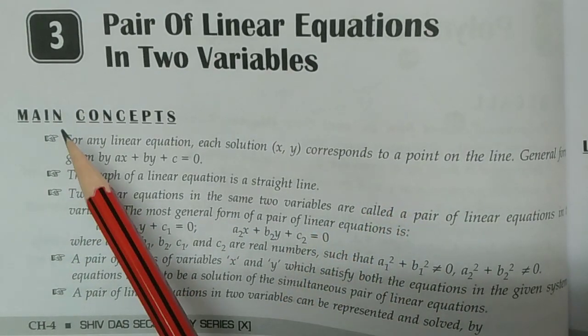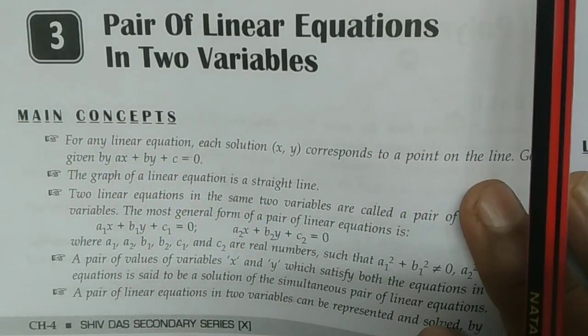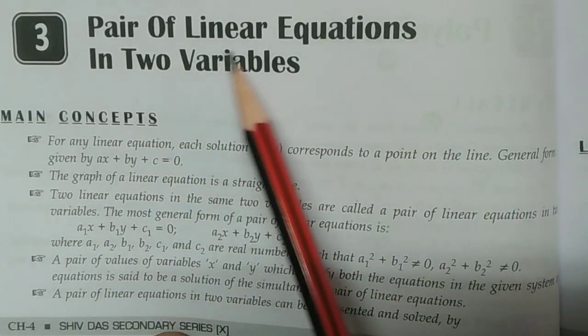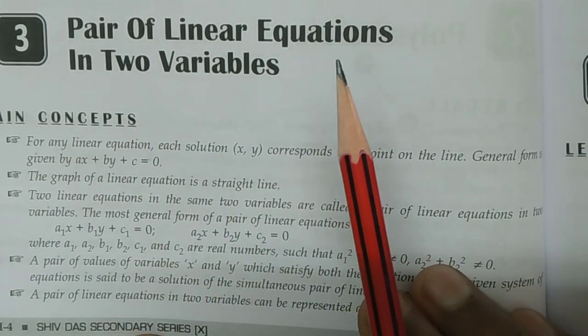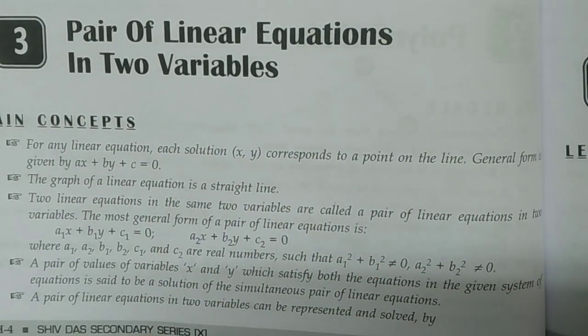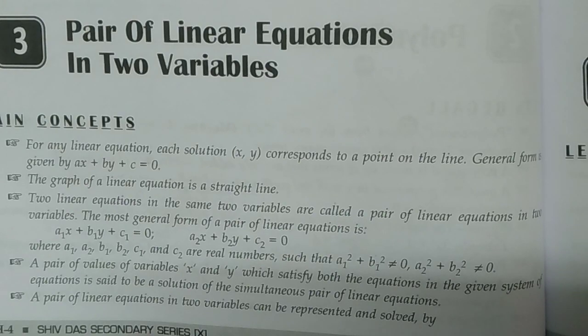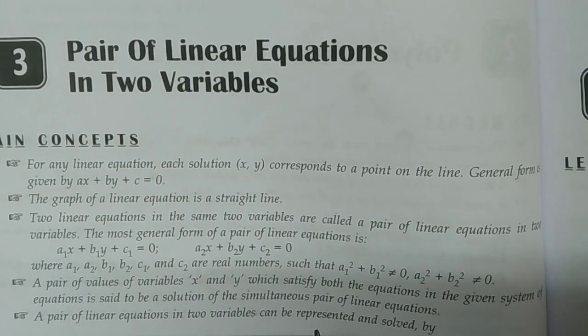So see, you can see the main concepts from here. We can complete from the main concept. It's pair of linear equations in two variables. It's the main concept, so we can cover from here. I am covering all these things from Sivdas. It's very important to understand all these rules and regulations, and these formulas are really very important for you to be aware of and learn from here.